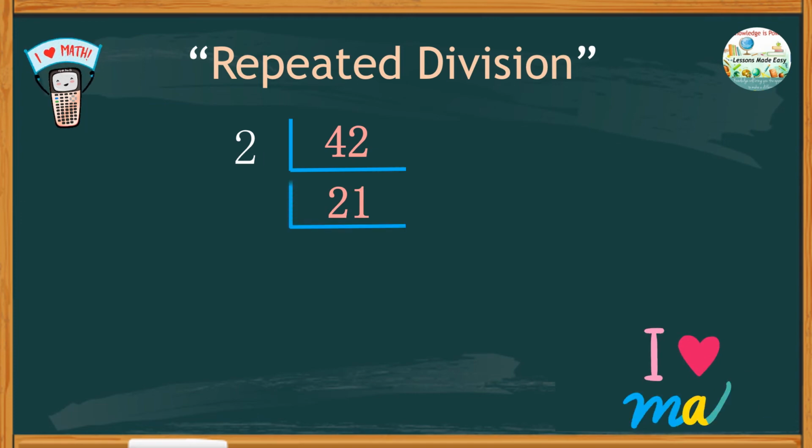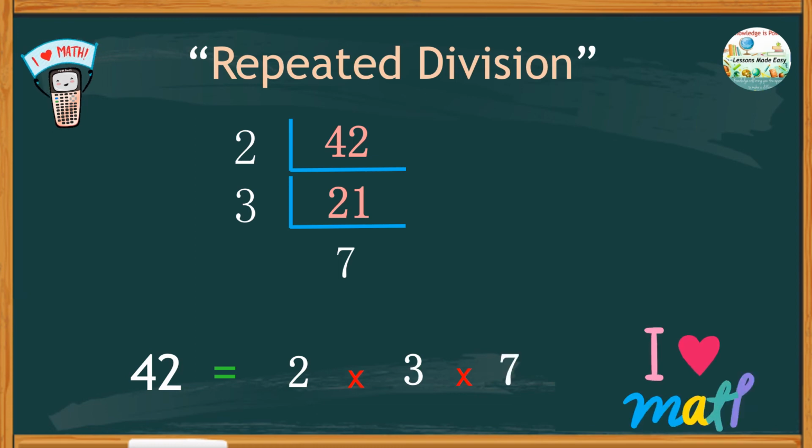Continue to divide this number further. What prime number can we use to divide 21 with no remainder? Again, it is easier to try the smaller number first, which is 3 obviously, and this leaves us with 7. And since 7 is already a prime number, there's no need to continue dividing further. 42 can be expressed as the product of the prime factors 2 times 3 times 7.